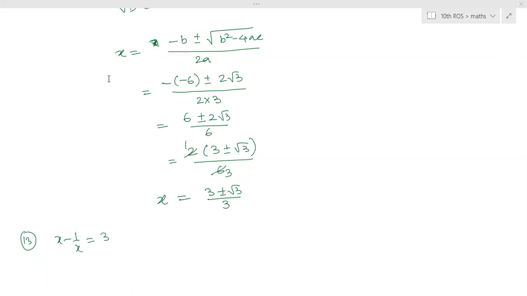Ma'am, I'm getting 3 plus 2 root 3 by 2 and 3 minus 2 root 3 by 2. In which one? Ma'am, 13th one. 2 root 3, that means root 12. The D value you got is root 12. Yes, ma'am. No, 9 plus 4 is not 12. Mary, 9 plus 4 is 13. Ma'am, is it 3 plus root 13 by 2 and 3 minus root 13 by 2? Yes.